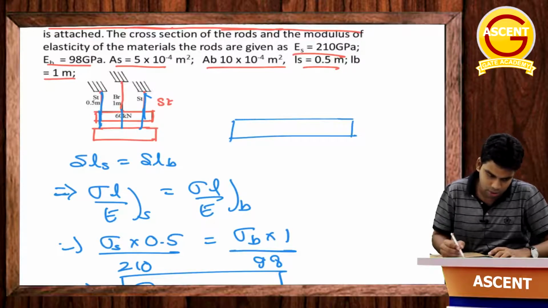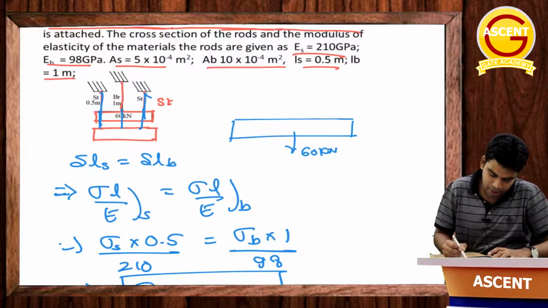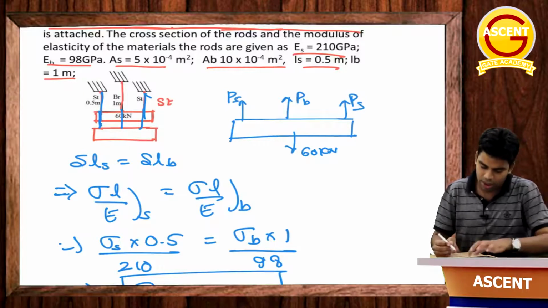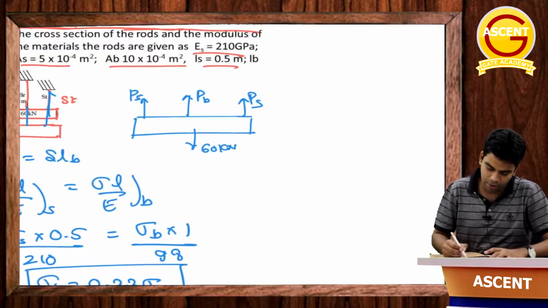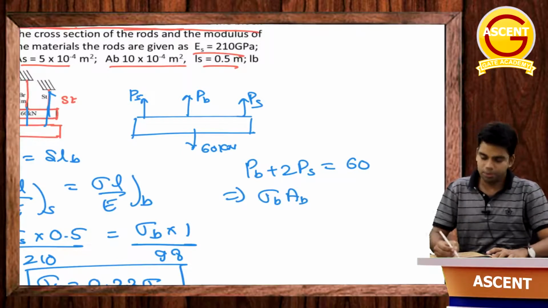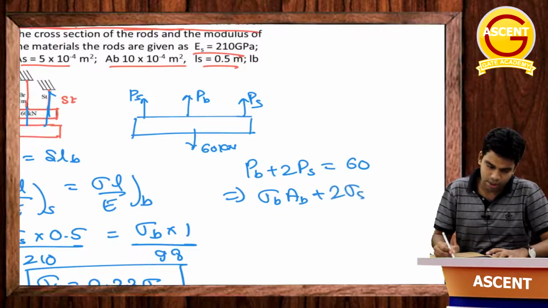Okay, so the downward load of 60 kilonewton is acting. Here we have P brass, then P steel and P steel, like this. You can write it as, for equilibrium, P brass plus 2 times P steel should be equal to 60 kilonewton. Or you can say P can be written as sigma into A: sigma B into A B, plus 2 times sigma S into A S, is equal to 60 into 10 raised to the power 3 in terms of Newton.